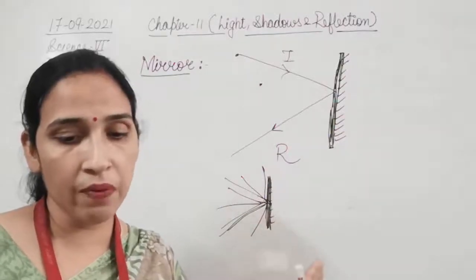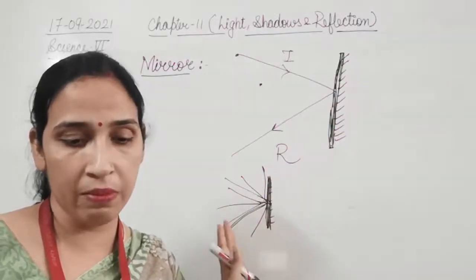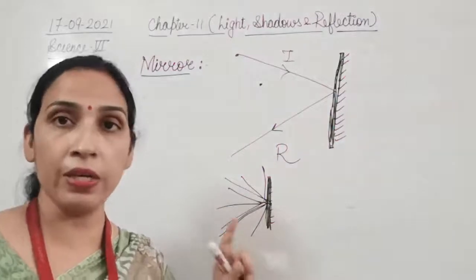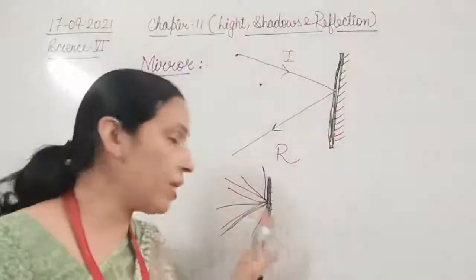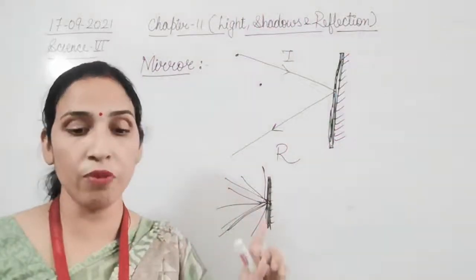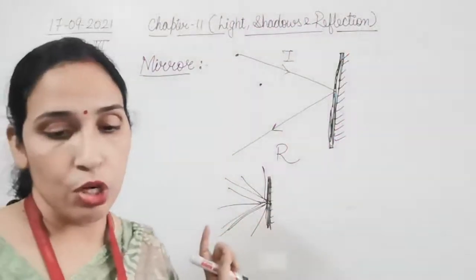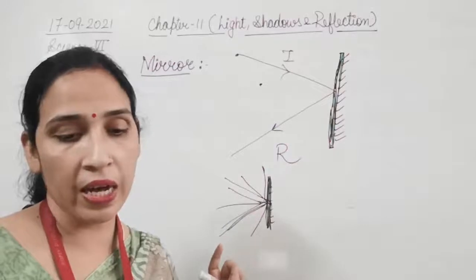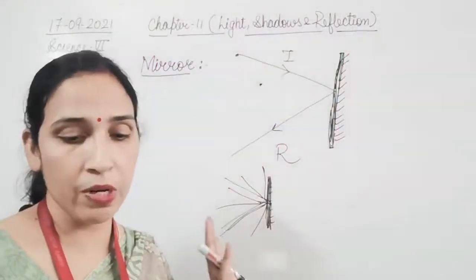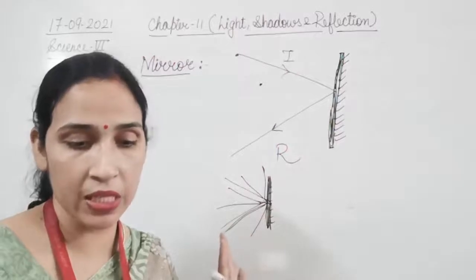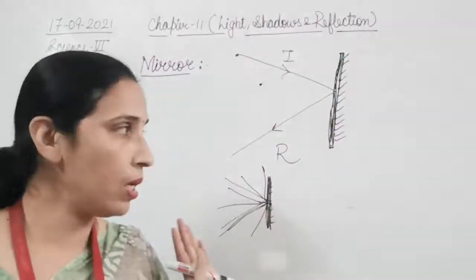Now regular reflection of light can form an image. Regular reflection of light can only form an image. Irregular reflection of light will not form any image. So the regular reflection of light by the smooth surface of a plane mirror produces an image of our face when we look into the mirror.